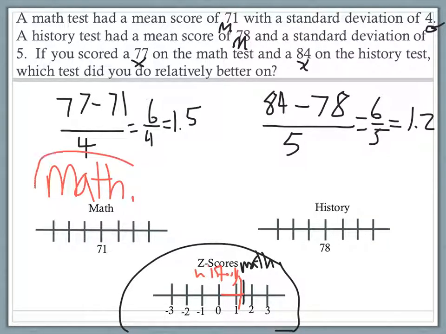So we looked at our z-scores and then we compared which one is further away from average, or more above average. Well, that was the math score. All right, let's look at another example.